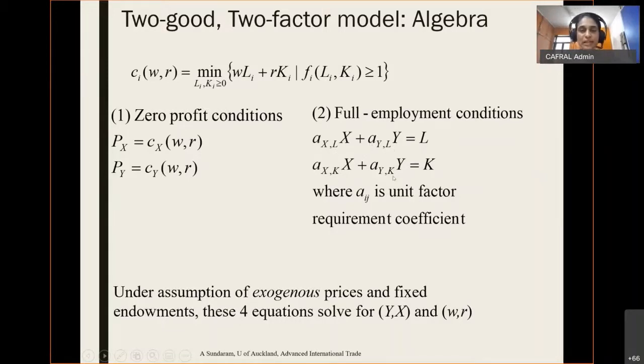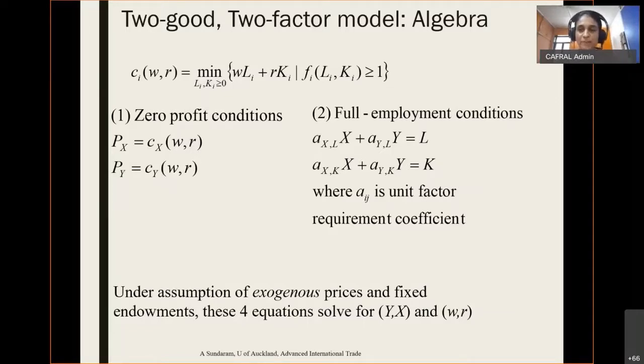So just to recap the notation, AXL is the amount of labor that is used optimally in the production of 1 unit of X coming out of the firm's cost min problem. AYL is the amount of labor that is used optimally in the production of 1 unit of Y. Similarly for capital, AXK and AYK. Okay, so these I'm going to obtain from the cost minimization problem, and these will be functions of W and R. Now, once I know that each firm is going to be minimizing costs, right, I can put all of this together and look at the equilibrium conditions.